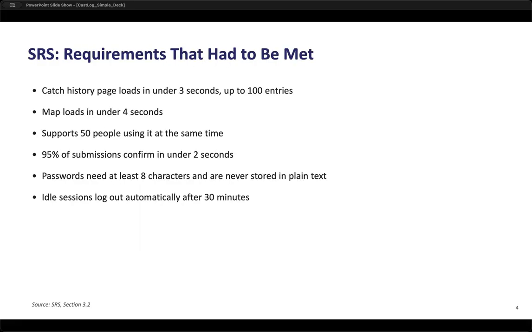I also wrote down some numbers the app has to hit. For example, the catch list has to load in under 3 seconds, even when there's 100 entries in it. The map has to load in under 4 seconds. Password needs to be at least 8 characters, and can't be stored in plain text. And if you sit around doing nothing for 30 minutes, it will log you out due to inactivity.